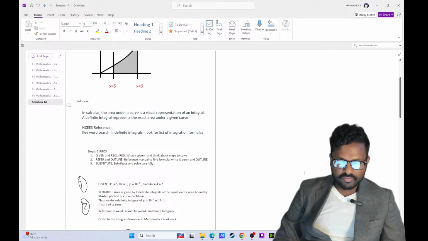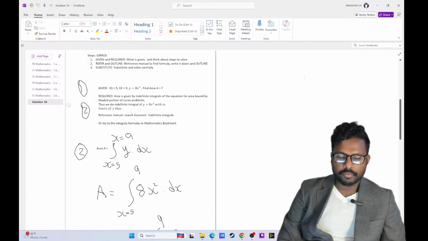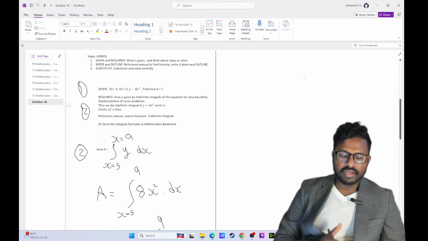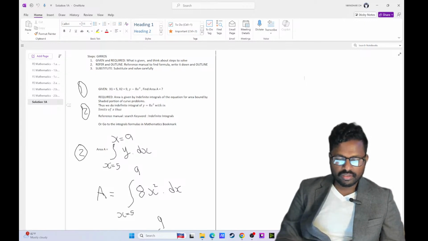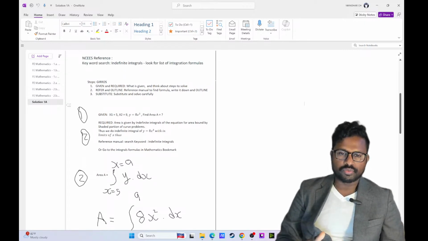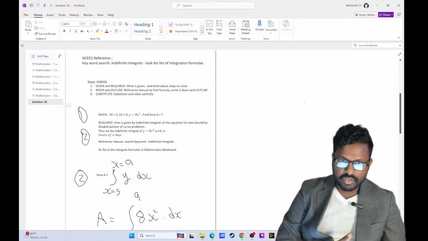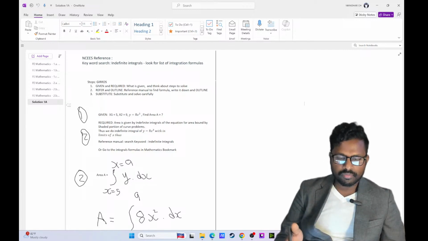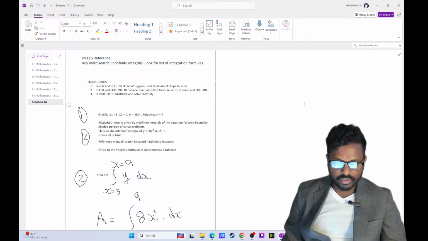So my favorite way to solve any given problem is to first write down the given and required. So the given is lower limit x1 is equal to 5, upper limit x2 is equal to 9. The equation is y is equal to 8x square. These are all given. And what is required, as I was telling you earlier, is the integral of the equation between the upper and lower limits.